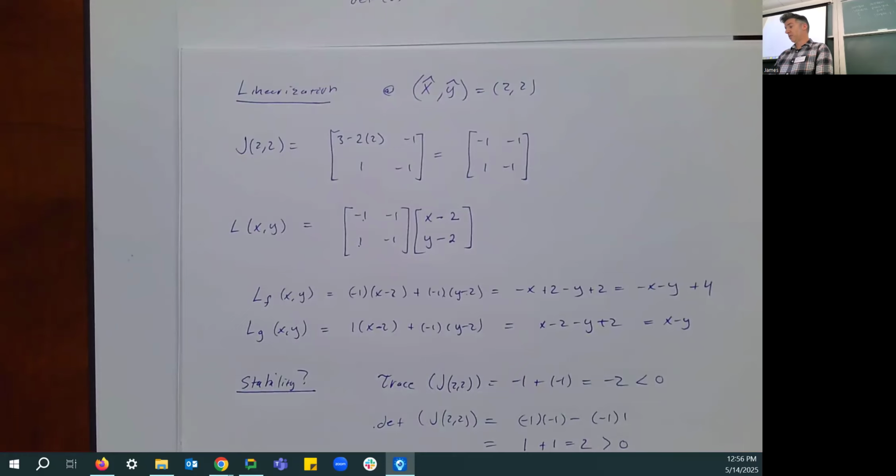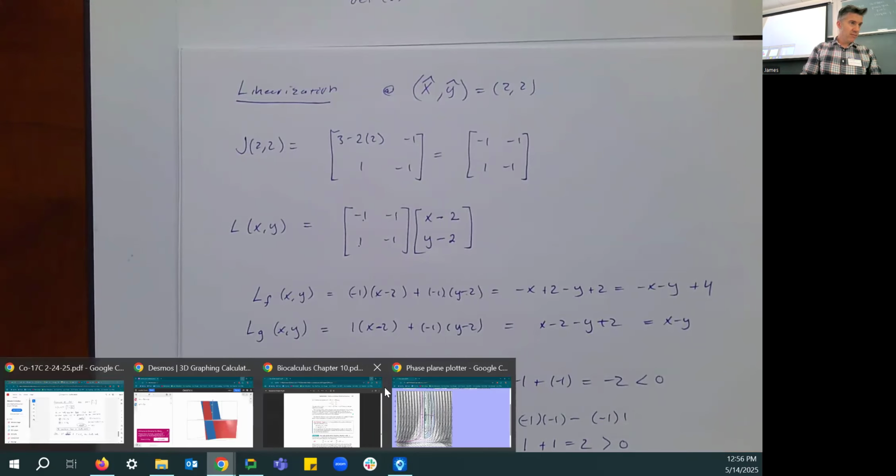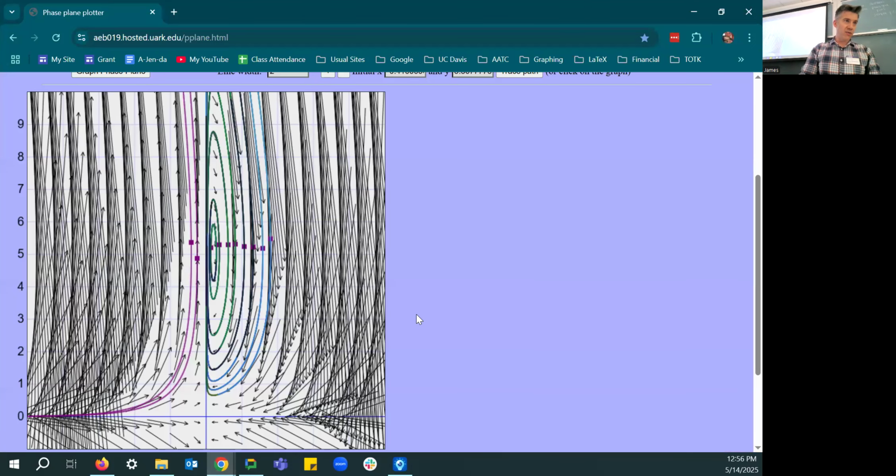I don't know if it looks more like a stable node or a stable spiral, but we don't really care. Except we do kind of care because I'm going to show you. I just want you to see how it looks. Because it's neat. Might as well enjoy the neat parts of math when you can.